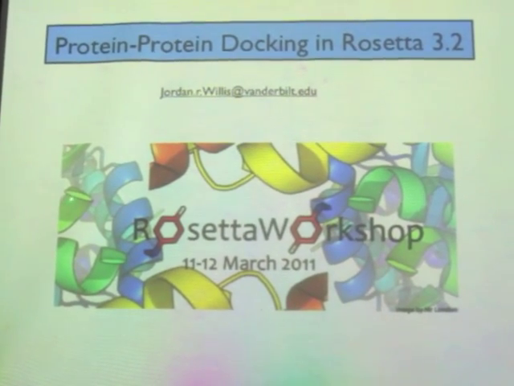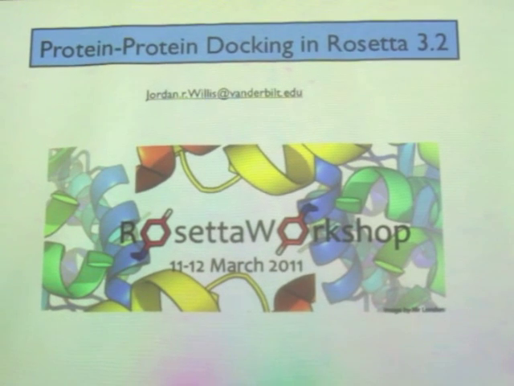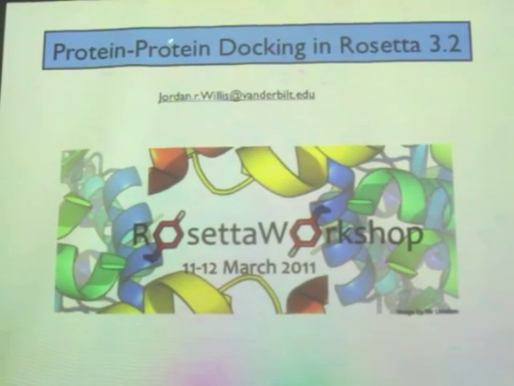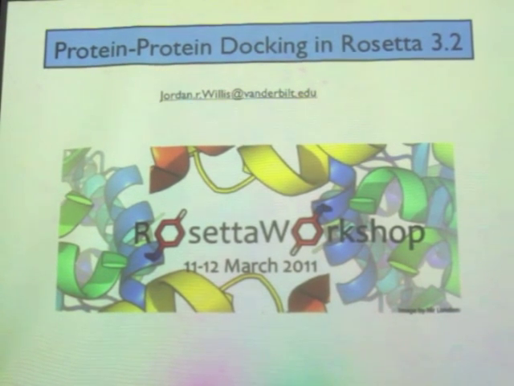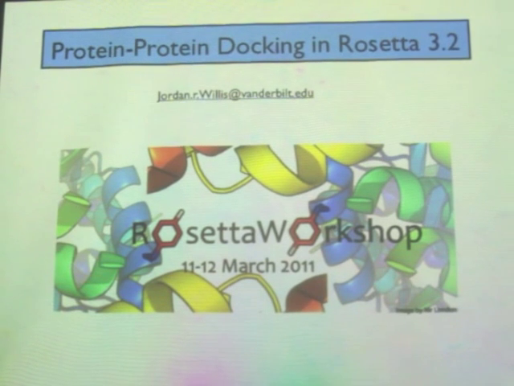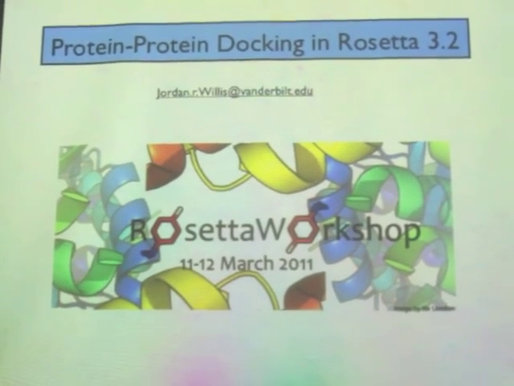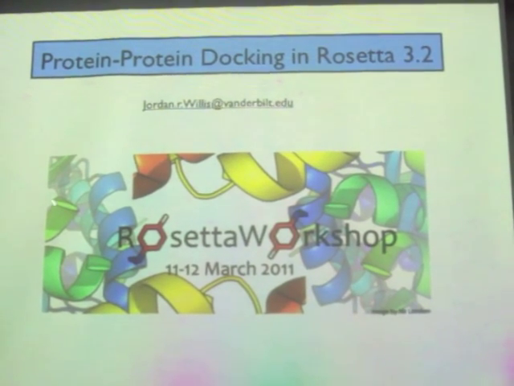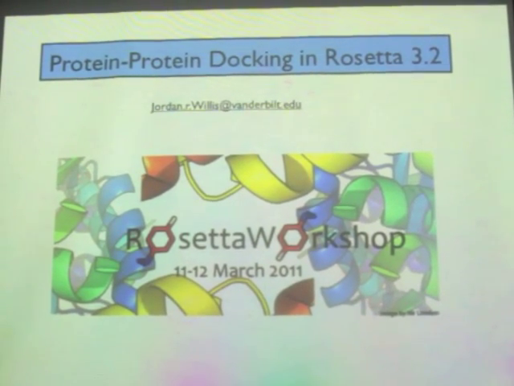Alright, today our next tutorial is going to follow up heavily on Gordon's ligand protein docking. We're actually going to do protein docking and give a real world example that you can follow along in your tutorial. Protein docking is a later, more complex algorithm that was added to Rosetta.